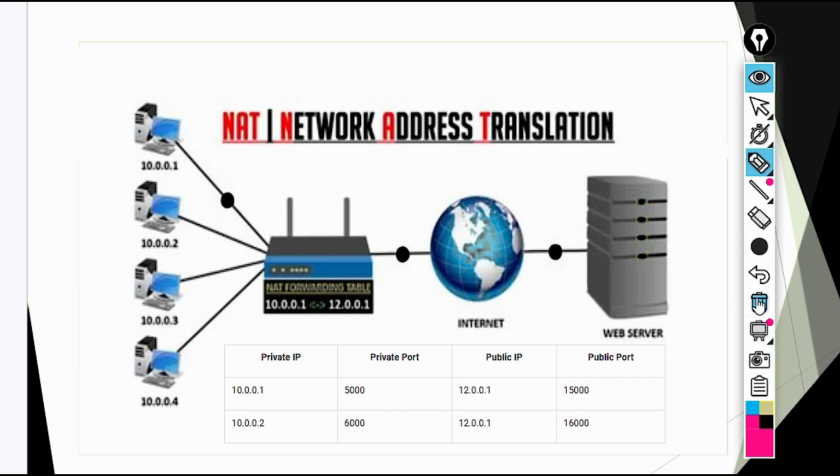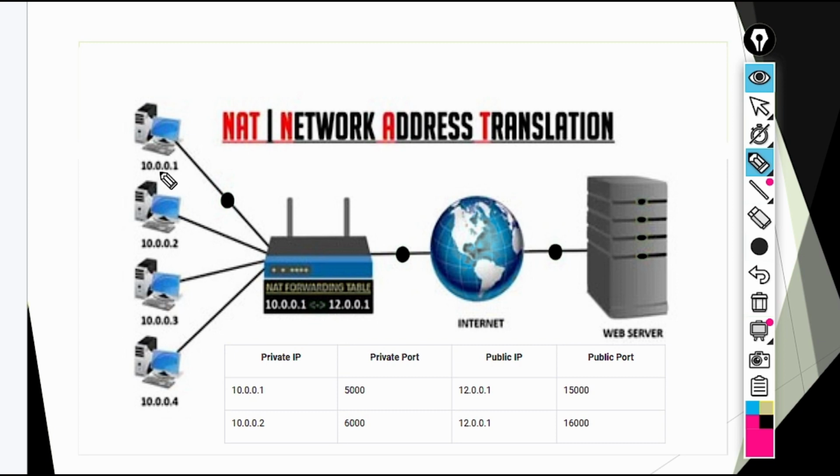Suppose the first computer with IP address 10.0.0.1 needs to access a web page, what will the computer do? Generally, it will send the request to the router and then to the internet, and the result comes from the internet to the router and back to this 10.0.0.1 computer. Likewise, the process will happen. But this 10.0.0.1 is a private address. It can work only in this private network. It cannot access the internet.